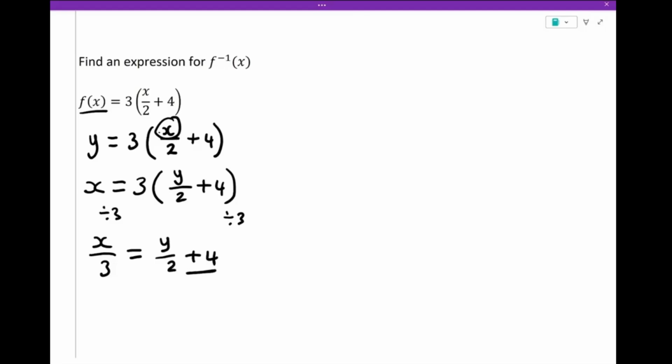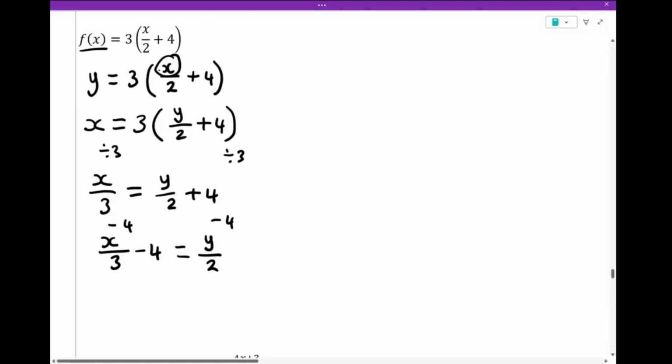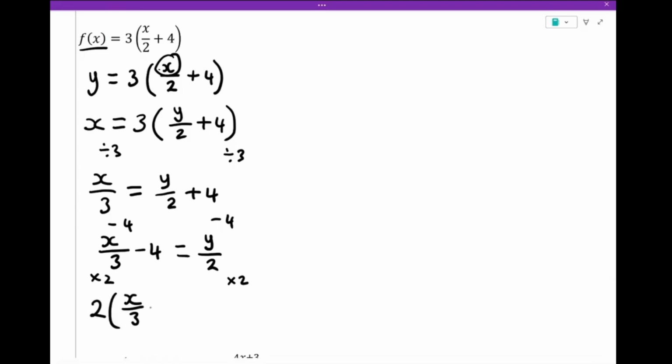But next I'm going to subtract 4 from both sides. So we get x over 3 subtract 4 is equal to y over 2. Now to finish this off, we just need to multiply by 2 on both sides. So I'm going to multiply by 2 to cancel out this 2 here. So the easiest way to write it is 2, open bracket, x over 3, subtract 4, close bracket, and that is equal to y.